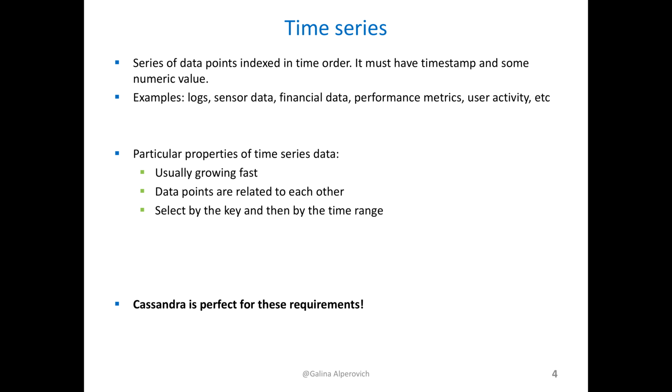There are some particular properties of time series data. First of all, it usually grows very fast, so it's big data, because for every timestamp you have a new value. Also, data points are related to each other, because today's value is usually related to the previous values. Also, with time series data, we usually select the data by the key and then by the time range. What I want to say is that the Cassandra NoSQL database is a really good match for these requirements.